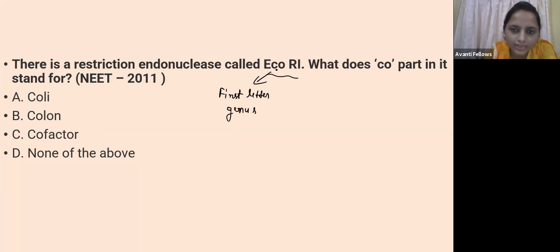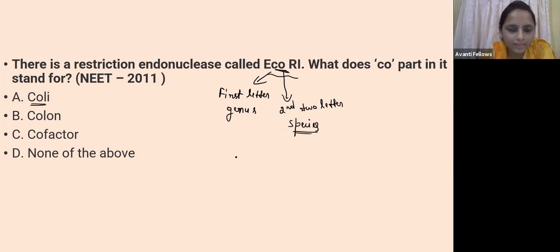And the second two letters are there, no? Those stand for the species, right, guys? So here the correct answer is coli. In E. coli, E comes from Escherichia and CO means coli. Here R stands for the strain. The third letter will be the strain. So R is the strain, and that strain is RY13.